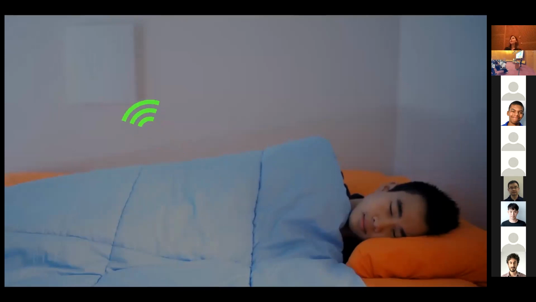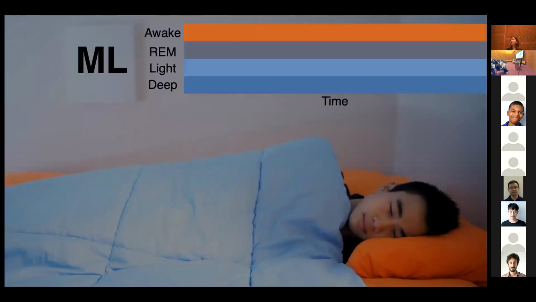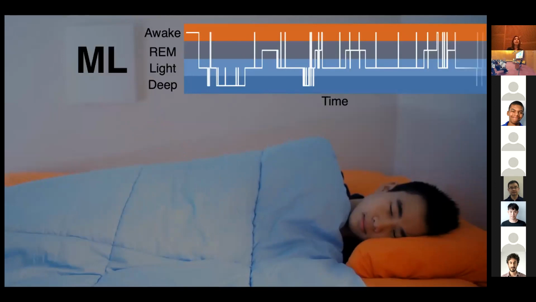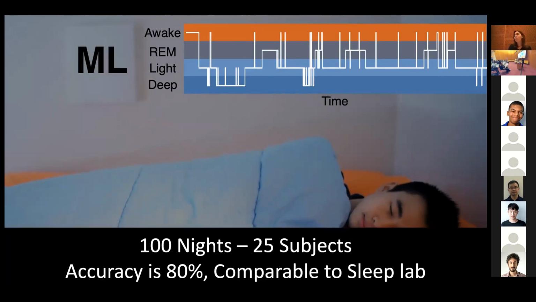Let me show you what we can do. So here's our device. We transmit very low power wireless signal, analyze the reflection using machine learning, and spit out the sleep stages throughout the night. He sleeps in his own bedroom without any electrode on his head or body. And we can do this every single night. And we did multiple experiments and studies. Actually, the first one was with MGH, and we showed that the accuracy is 80%, which is actually comparable to what you get in a sleep lab.